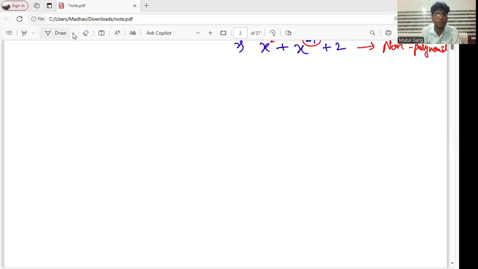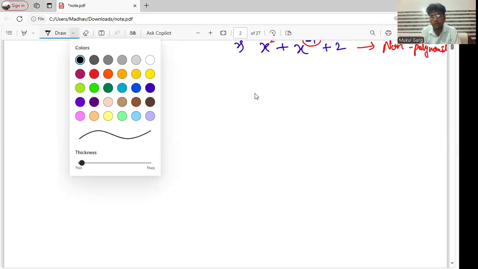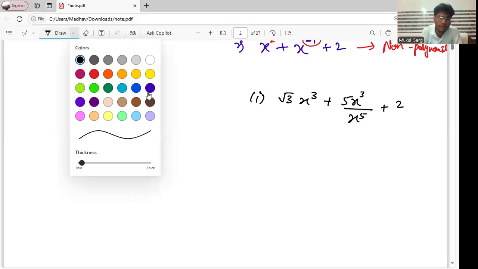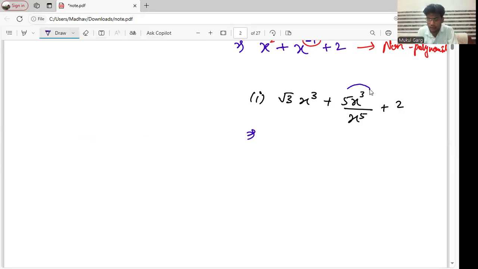All right, let me write down some questions here. So first of all, I'm just writing down the first question. Root 3x to the raised power 3 plus 5x to the raised power 3 upon x to the raised power 5 plus 2. We need to check whether it's an algebraic expression or not. I told you, there is no limit on the number of variables and the coefficient can take any value. So we just need to check the exponent of the variable in each term. If I see the second term, it's not simplified. So first of all, we have to simplify the expression. So the first term will remain as it is.